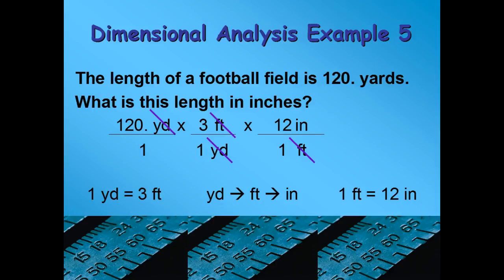This time the numbers are all in the numerator. It makes it a little bit easier calculation-wise. We want 3 sig figs in our answer because the 0 is significant in 120. There's a decimal in that number. And I got 4,320 inches. In scientific notation, that would be 4.32 times 10 to the third.